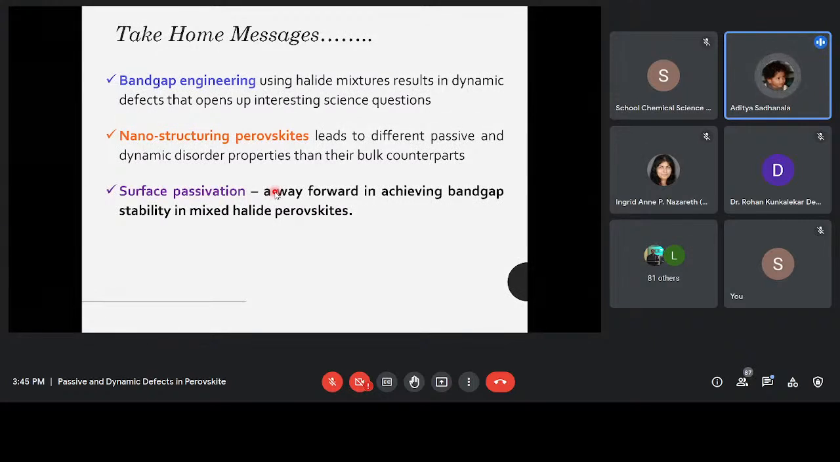I also talked about the surface passivation both for passive defects and dynamic defects, and how it leads to a stable mixed halide perovskite, which you can use for either solar cells or LEDs, two applications I showed you.